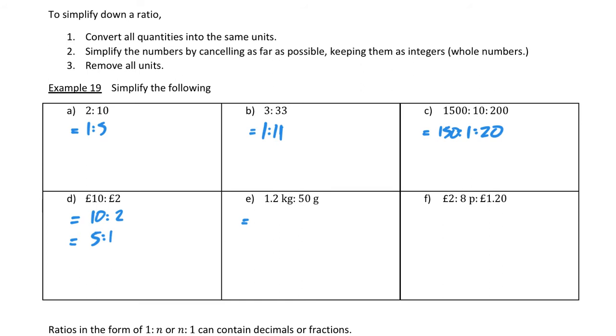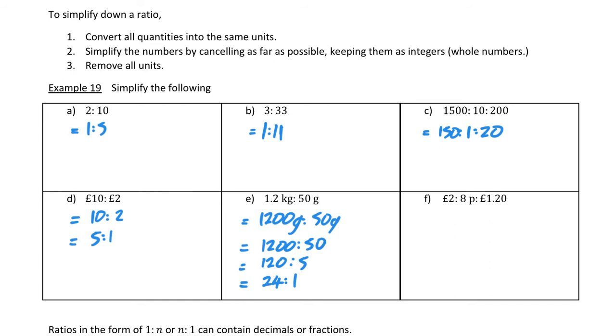Next one, we've got 1.2 kilograms to 50 grams. So I'm going to make these both grams. So that's going to be 1,200 grams to 50 grams. I'm then going to get rid of the grams, so it's going to be 1,200 to 50. So I've got rid of the units. Then I'm going to divide by 10 first of all to give me 120 to 5. And then I can divide both things by 5. 120 divided by 5 would be 24. 5 divided by 5 would give me 1.